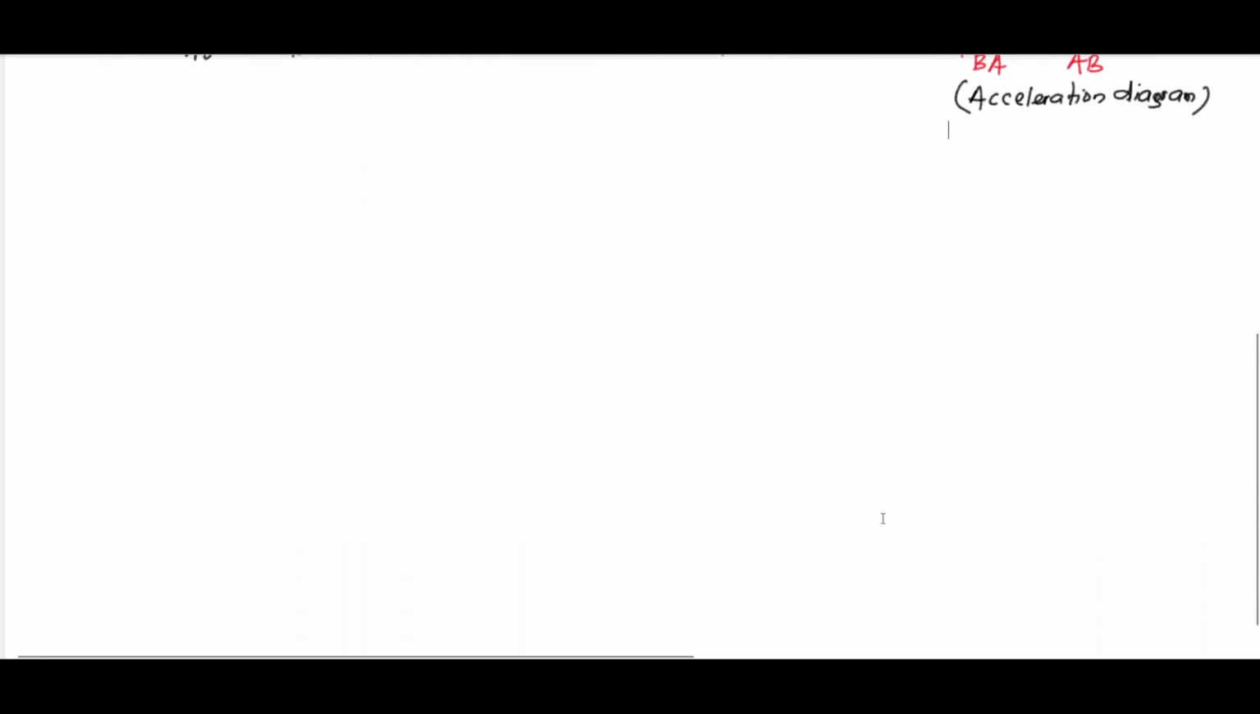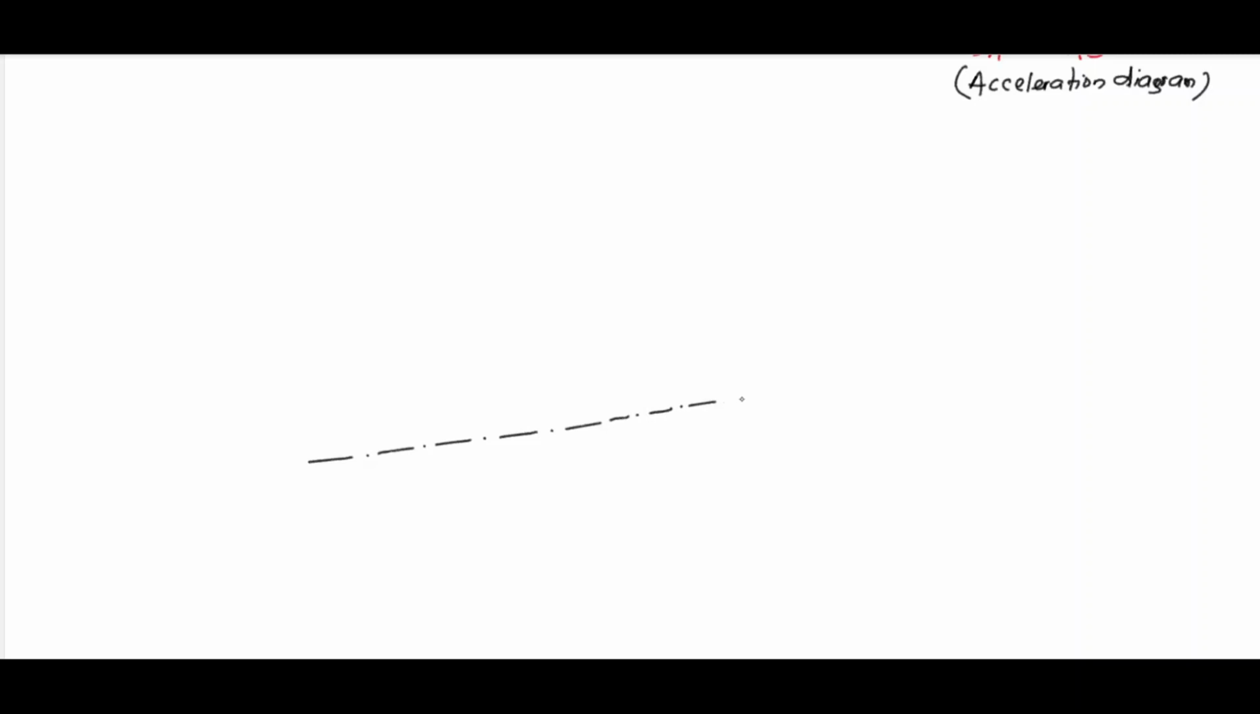In order to have that, let us draw this mechanism once again. So, this is our slider, as I've already told you. This is the connecting rod. So, this is O, this is A, this one is B.